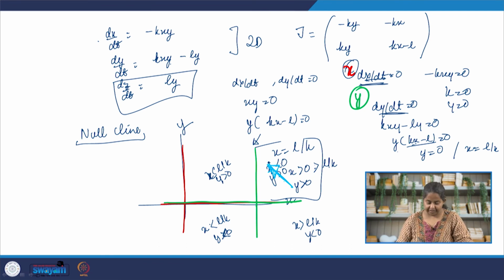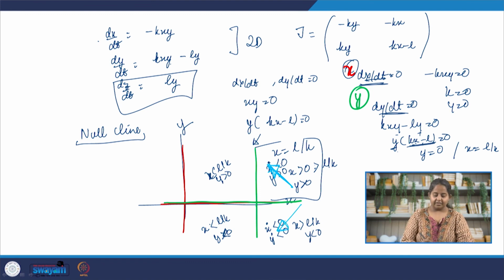Now in the bottom quadrant here, let's look at this. x is bigger than L by k, y is less than 0. So dx by dt is going to be negative. So here dx by dt is going to be less than 0. Let's look at dy by dt. Now y is negative, this is going to be positive, positive times negative, dy by dt is also going to be less than 0. Both are going to reduce. So the flow is going to be in this direction.